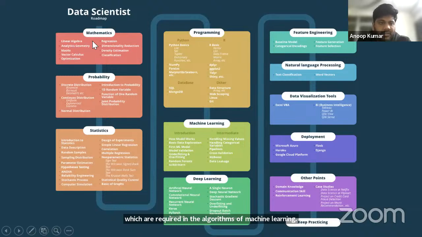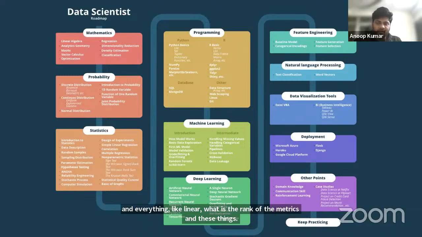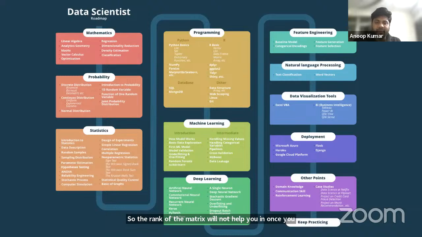If I talk about the first, the mathematics, it is linear algebra, vector calculus, then density estimation. Not everything is required, but you should know the basics of each and everything, like in linear algebra, what is the rank of the matrix. The rank of the matrix will not help you anywhere once you get the job and start working in a company. But to understand the maths behind the ML algorithm, you would have to know what the rank of the matrix is, or how the gradients are calculated. So to know that, you should know what vector calculus is, right?